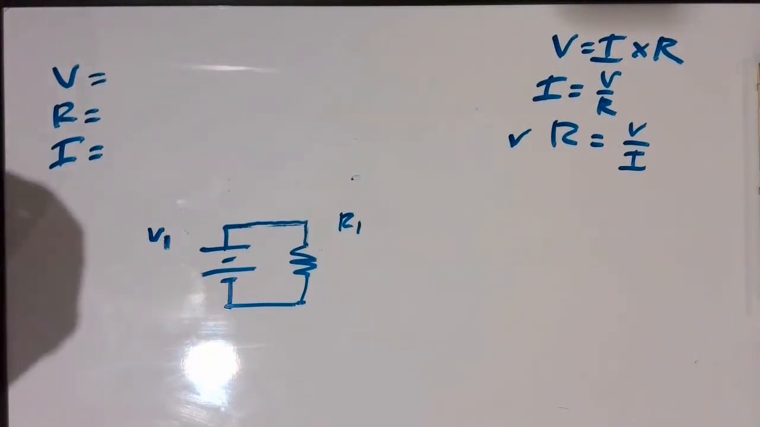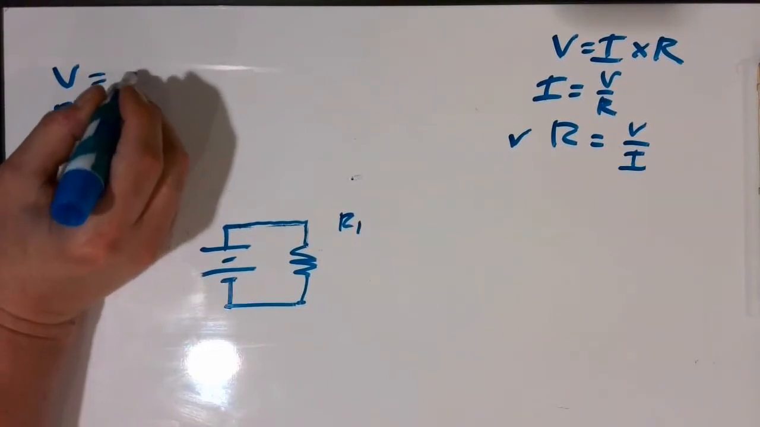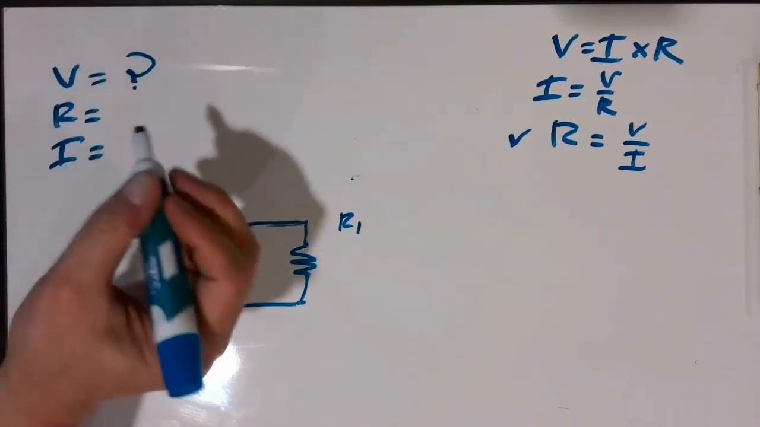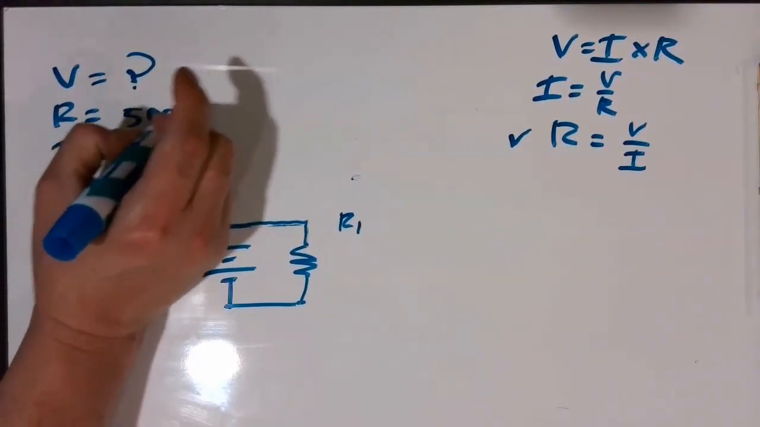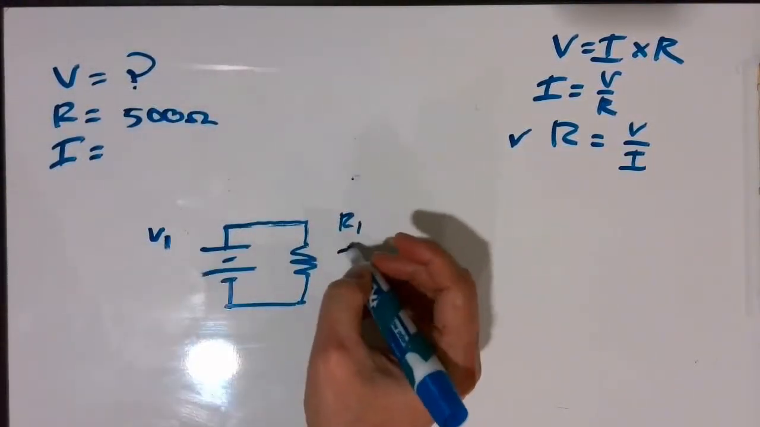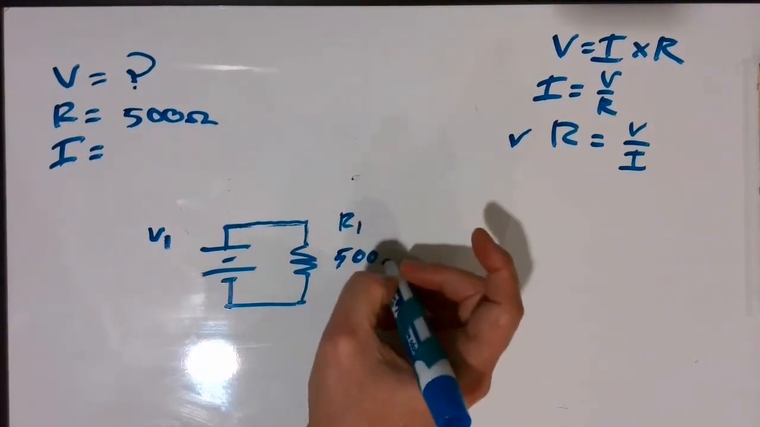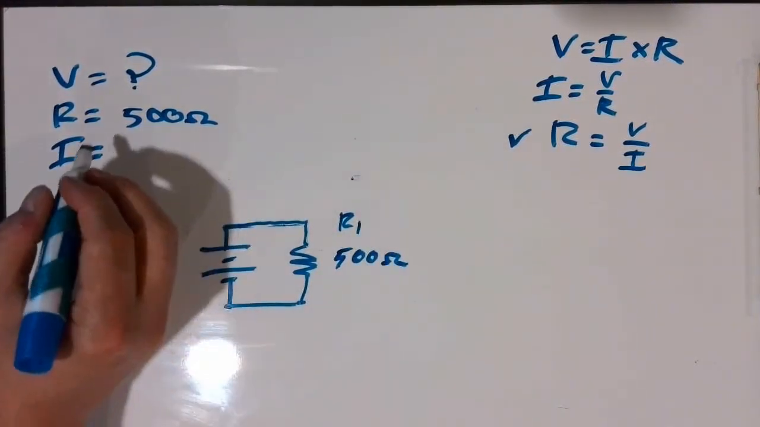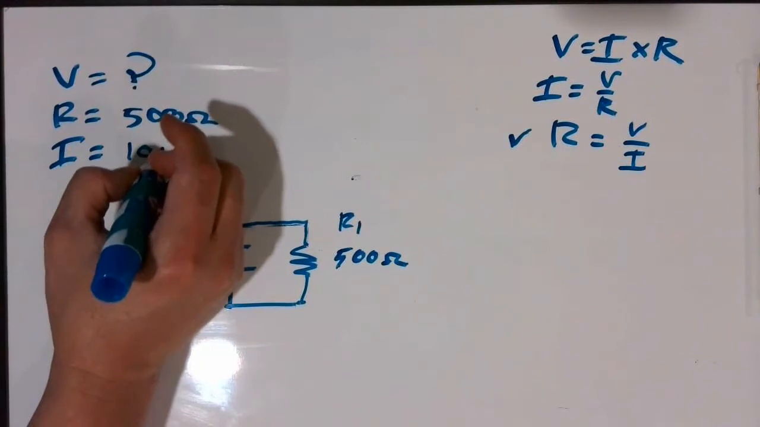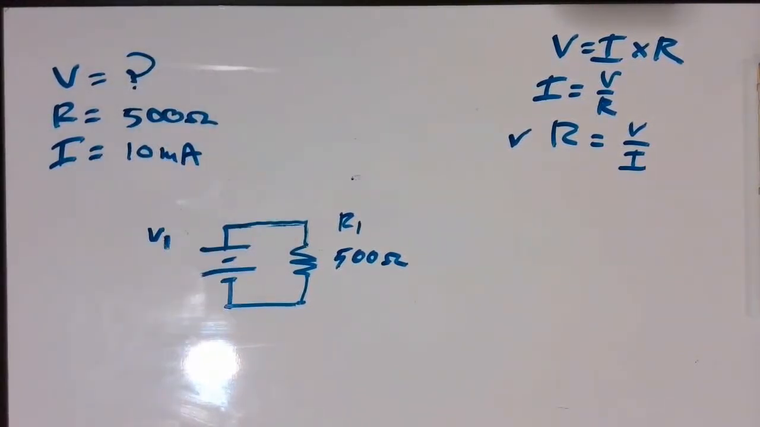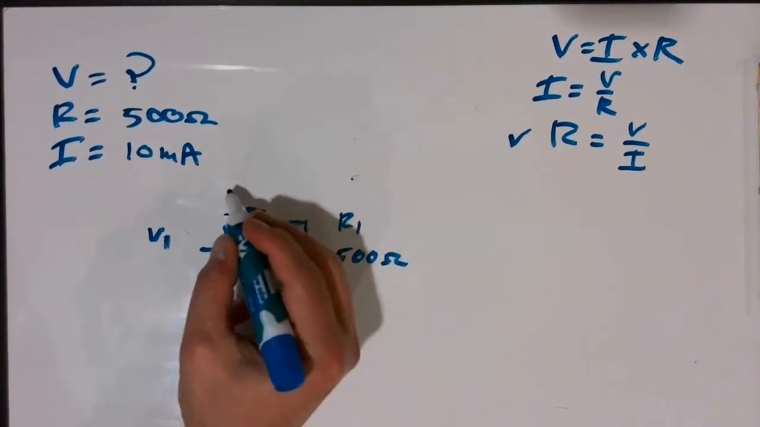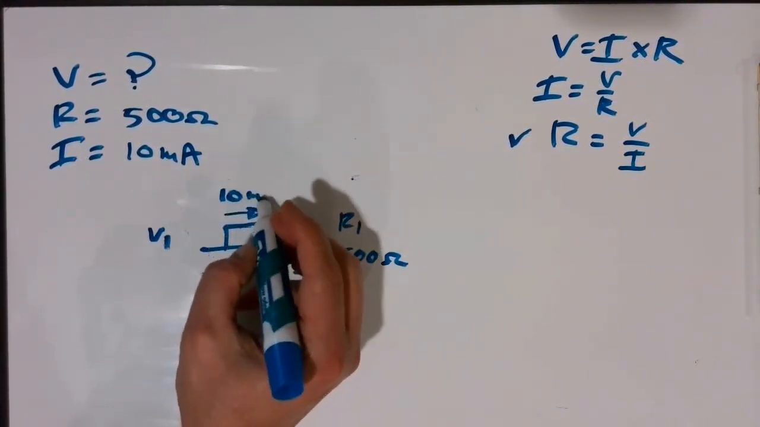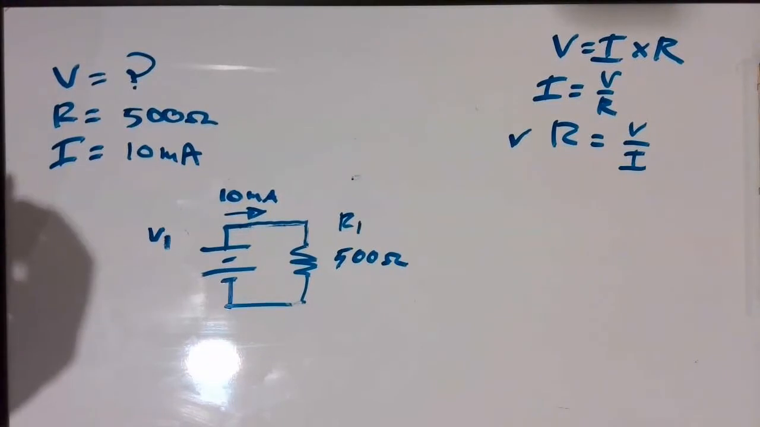For our third problem, we're going to solve for voltage. So in this case, we don't know what the voltage is, but I'm going to give you a value here of 500 ohms for R1. So we'd write that down here, 500 ohms. The current in this case is going to equal 10 milliamps, which is 10 times 10 to the minus third. So again, we draw that as an arrow here and write, for example, 10 milliamps.